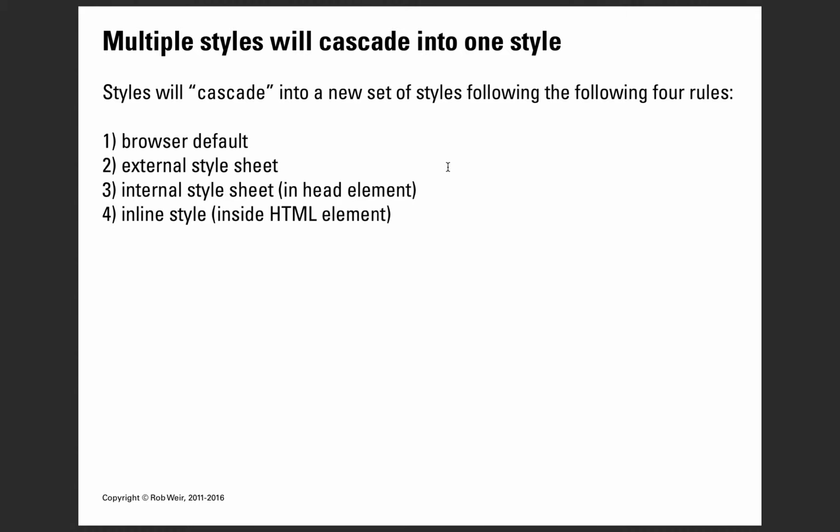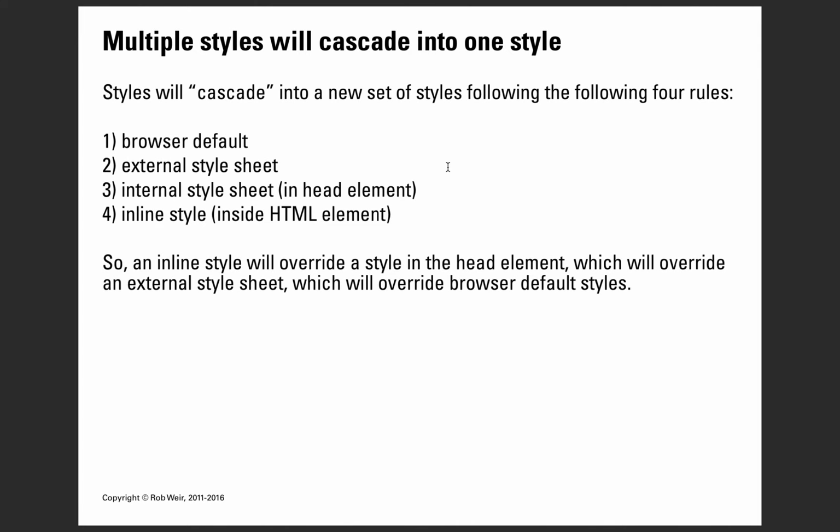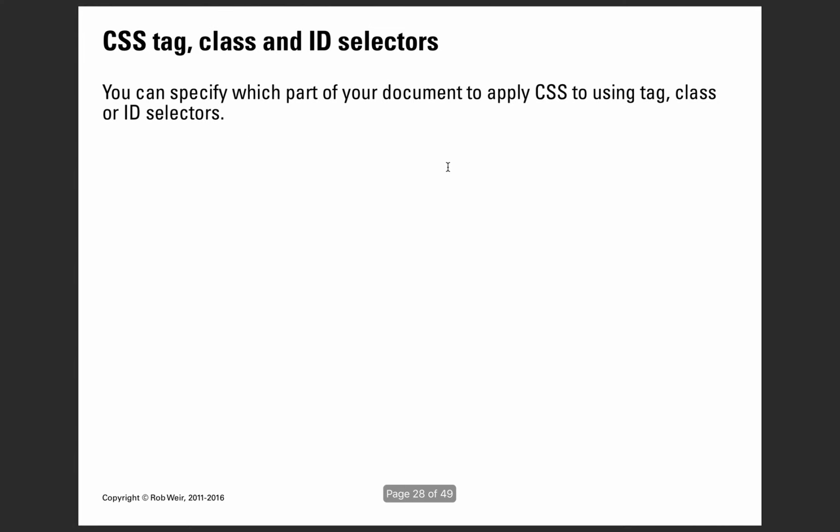When we talk about the browser developer tools, we'll show you some ways to look at what styles are being applied where. And that can be really useful for debugging your CSS. Why is this showing up this way? Oh, I forgot that I had this style applied in this particular way. So inline style overrides the head element, overrides the external sheet, overrides the browser default.